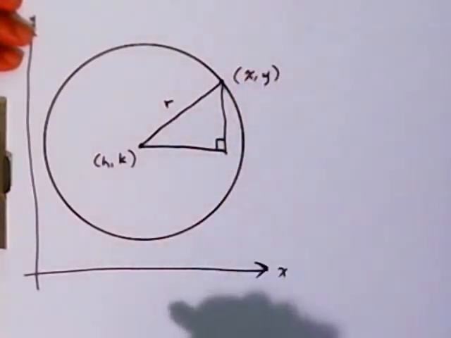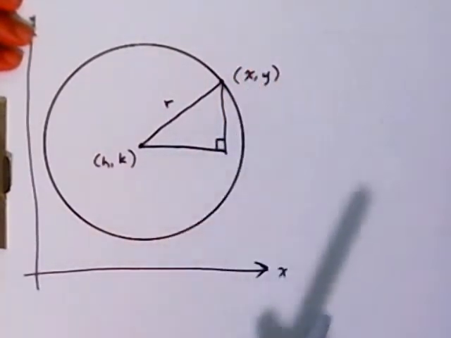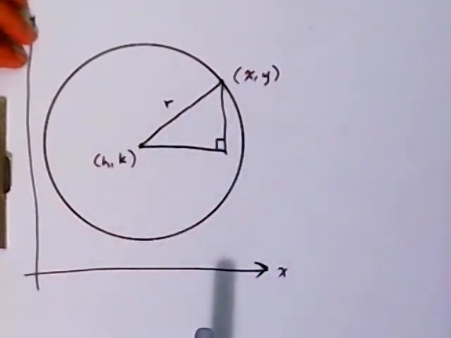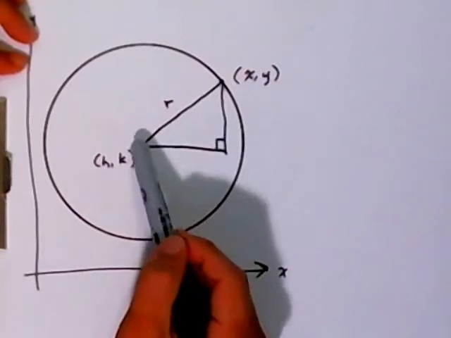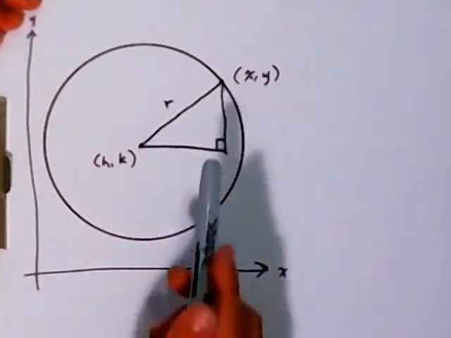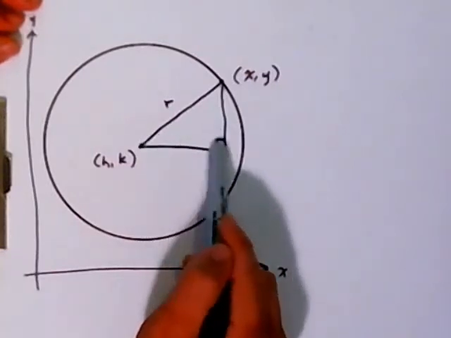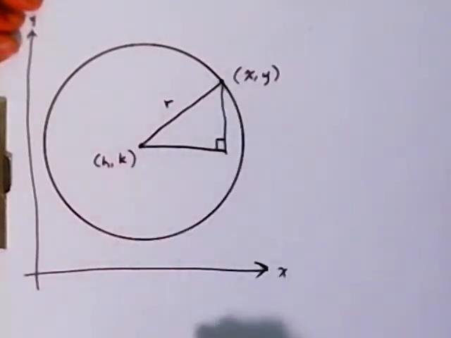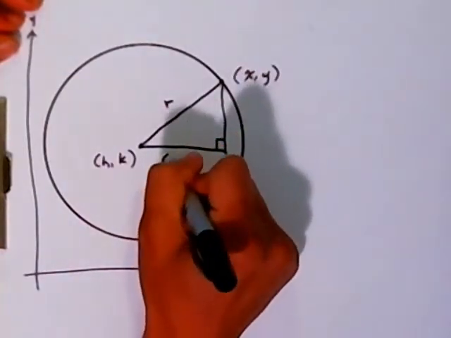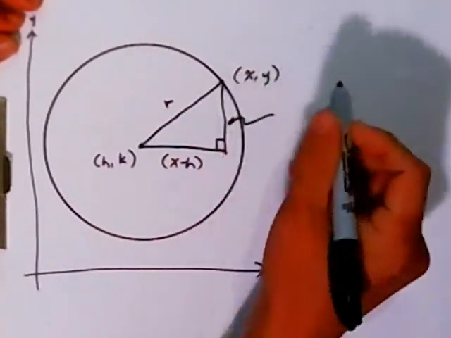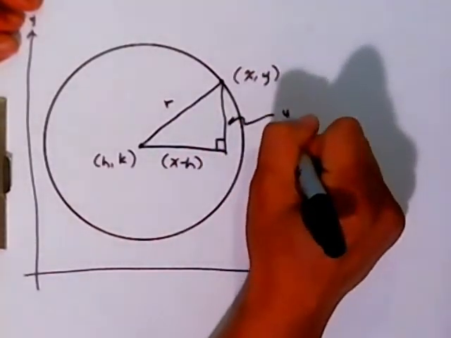By definition, there's a point on the circle called x, y. You have a radius r, and you have your center, of course. So these are the three things you need, but these two are the crucial ones. Well, we know that this distance right here is x minus h, and we know that this distance right here is equal to y minus k.